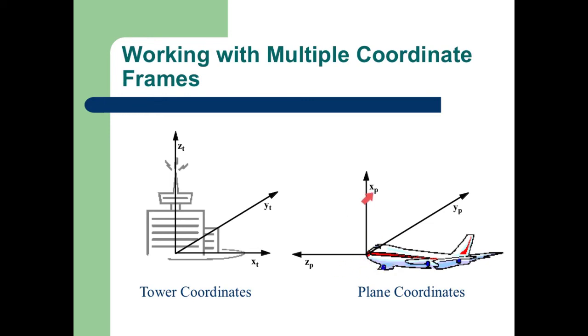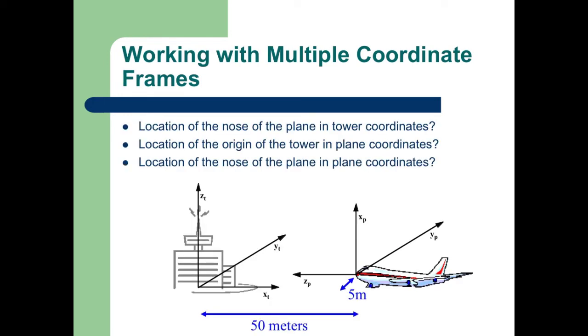And then maybe the airplane has coordinates that have a subscript of p, so we have x, y, and z coordinates for the plane. And again, I check and I go from up, which is x, to into the paper, which is y, and my z does indeed point to the left. So we might want to talk about things like, where is the nose of the plane in tower coordinates, or where is the origin of the tower in plane coordinates? So let's just take a look at these different questions.